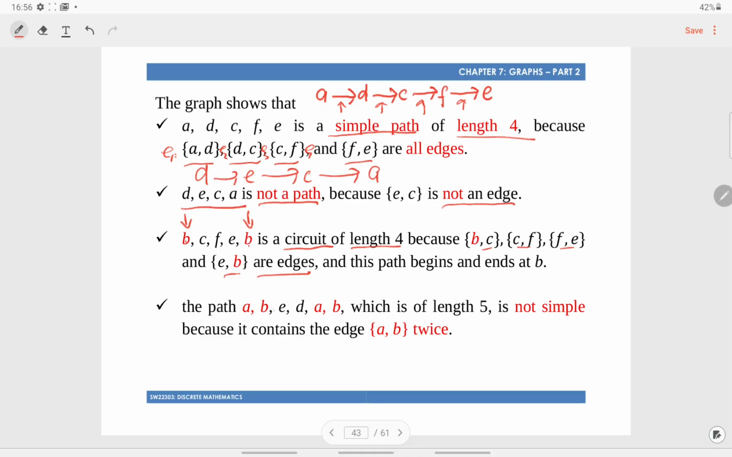The path A, B, E, D, A, B, which is of length 5, is not simple. Why? Because it contains the edge AB, which appears twice. So that's why this path is considered not a simple path.